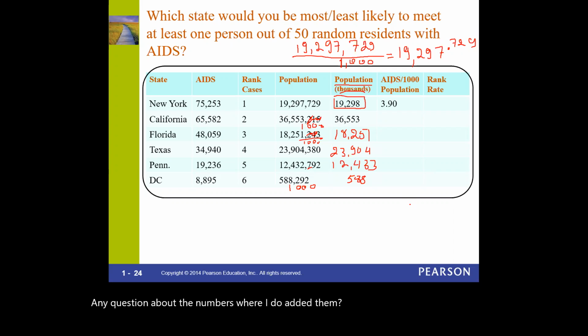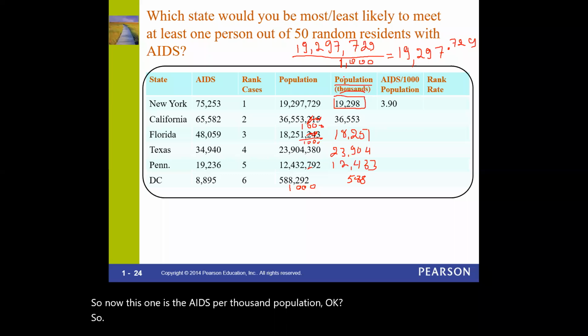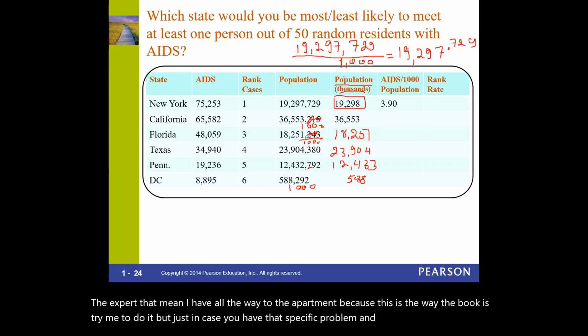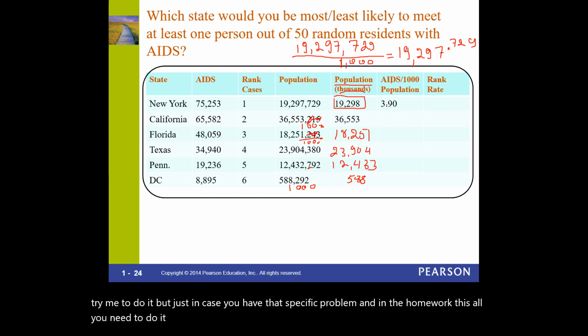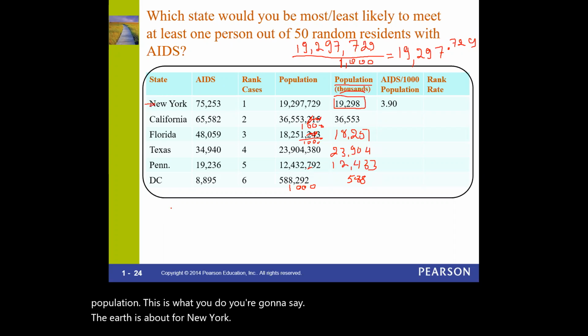If there's no question, this is what we'll do now. This column is the AIDS per 1,000 population. I have another way to do that problem, but this is the way the book wants us to do it. Just in case you have that specific problem in the homework, this is how you need to do it. Now they need to find the cases per 1,000 population. This is what you do. For New York, the cases are about 75,253.